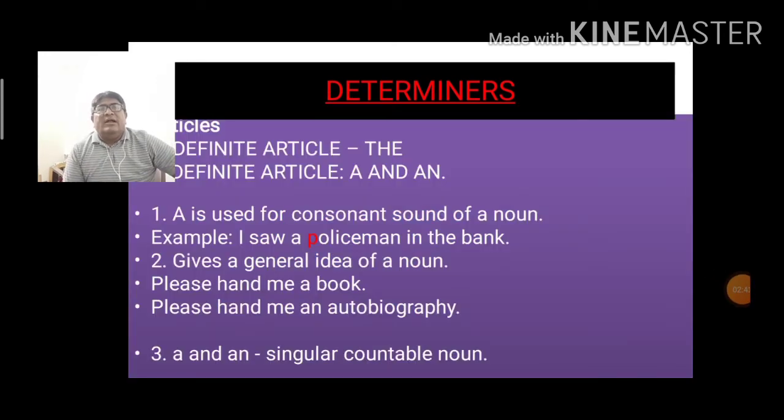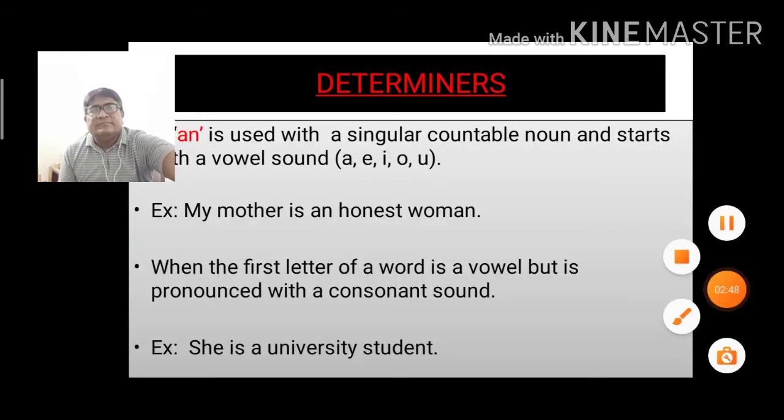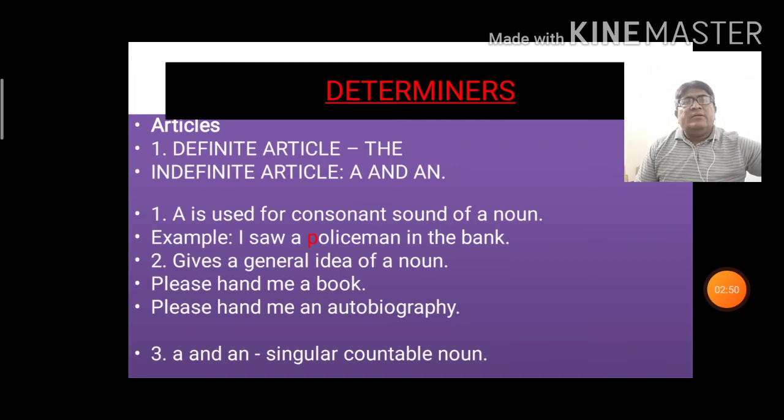Now here the definite article is called 'the'. Here is article number 1 that we have to understand first. There are two kinds of articles. Number 1 is the definite article and number 2 is the indefinite article. The definite article is 'the', whereas the indefinite articles are 'a' and 'an'. Now let's see the rules of articles one by one.